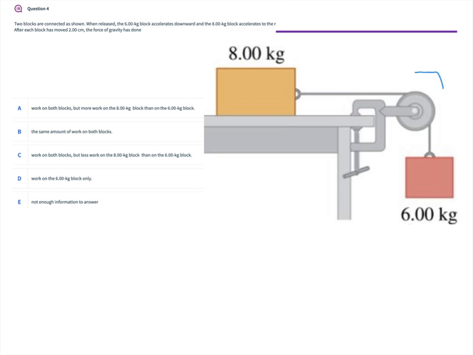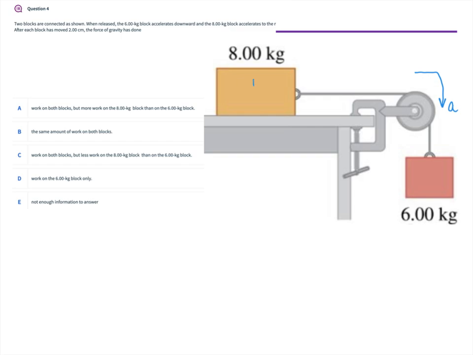Okay, so in this problem, we have these blocks that are connected and they're going to accelerate in this direction. So the 8 kilogram block accelerates to the right, the 6 kilogram block accelerates down. And we're asked to find the work done by the force of gravity.